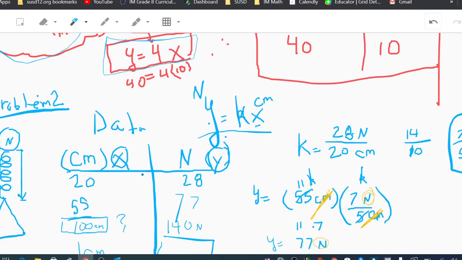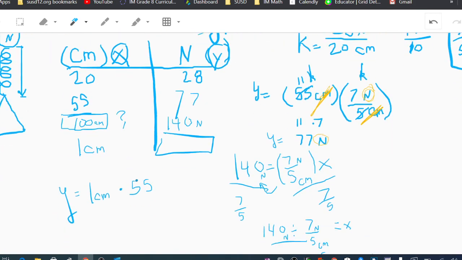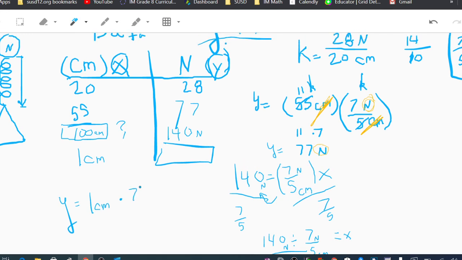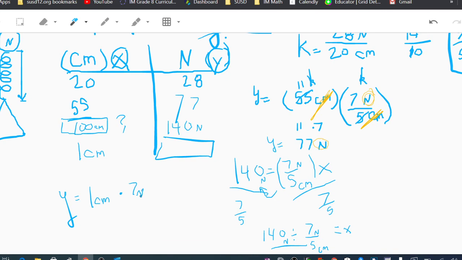Oops, 7 newtons. I used 55, but that's not at all correct. That was some value from my last thing. The constant of proportionality was 7 newtons. Don't forget your units. I had to check again. 7 newtons per 5 centimeters.